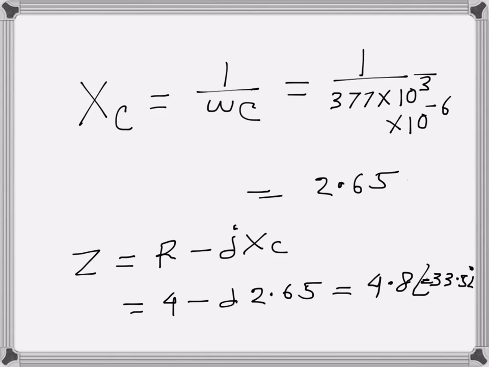So the mistake was initially here: the current should have been leading, not lagging. The impedance angle will be negative since it's a capacitive reactance, and when it's converted to polar, the angle will be negative. So yeah.